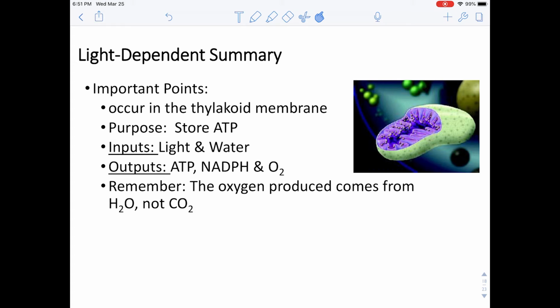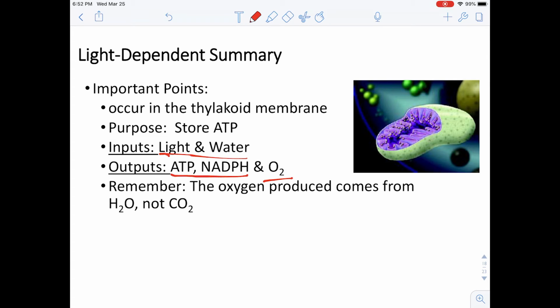So just some highlights. The whole purpose here is to store up ATP because we're going to use it in the next step to build the sugar. What we need in this process is light and water. What we produce is ATP, NADPH, and then remember, we're saying it produces oxygen, but the oxygen is really just a waste product.